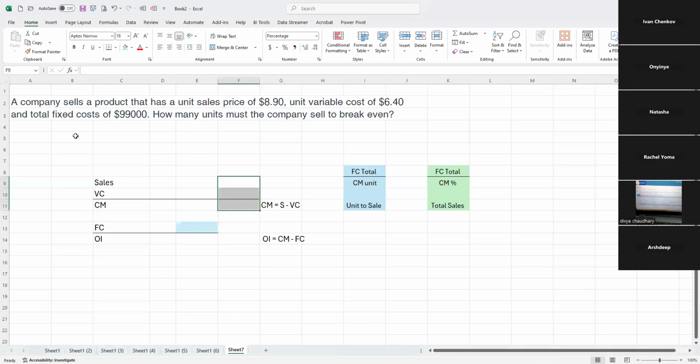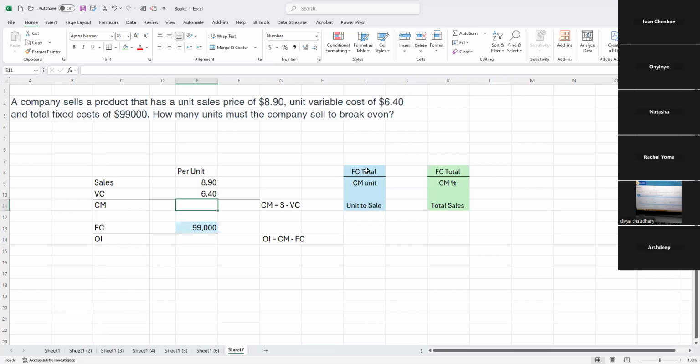So, a company sells a product that has unit sales, that will be per unit, 890. Variable cost, 6.40. And total fixed cost is 99,123. How many units does the company need to sell to break even?